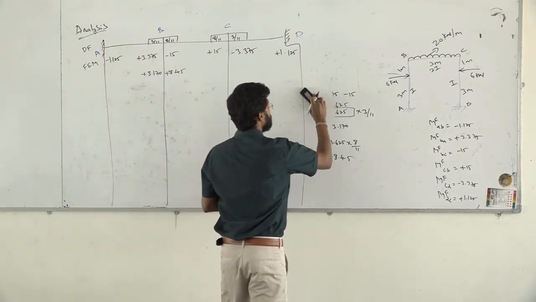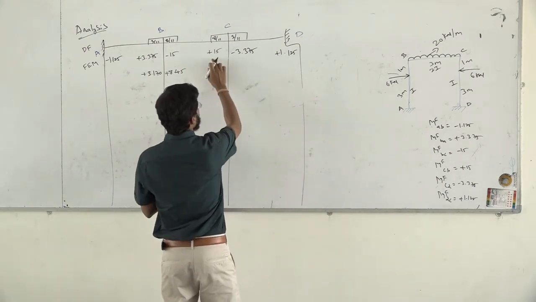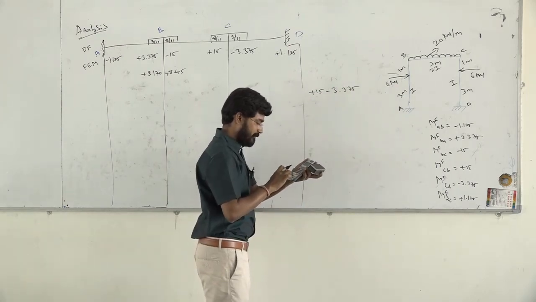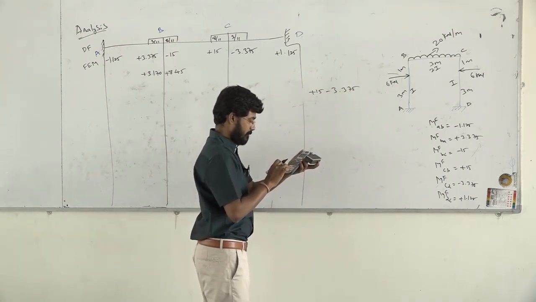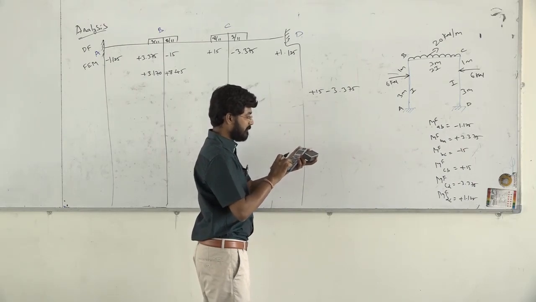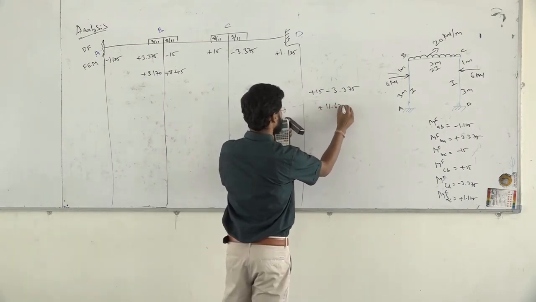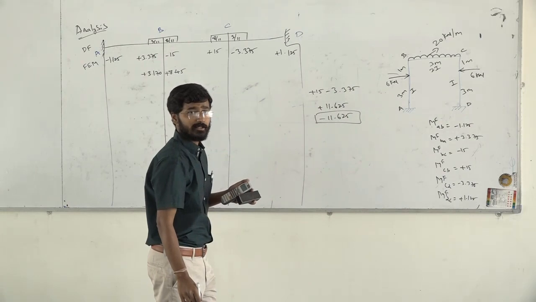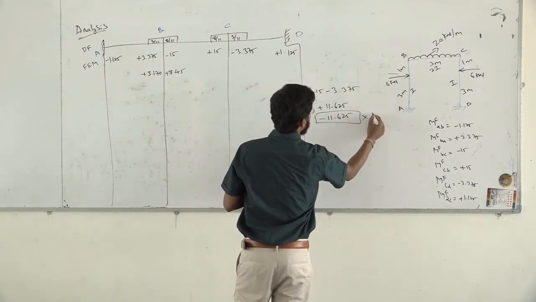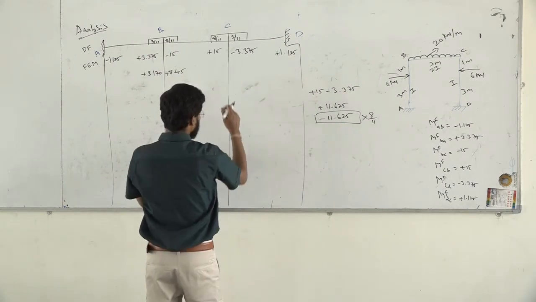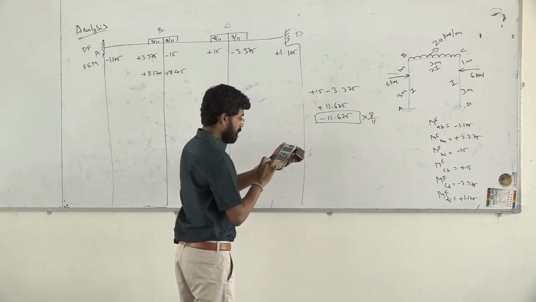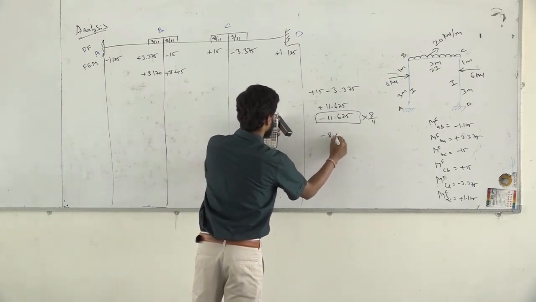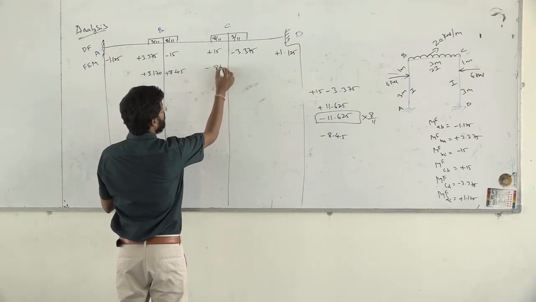Now similarly, here we have plus 15. Second step, we have plus 15 minus 3.375. Then the answer will be plus 11.625, we have it as minus 11.625. Now this value we have to use, minus 11.625 into 8 by 11, you will be getting an answer as minus 8.45. So here we have got minus 8.45.